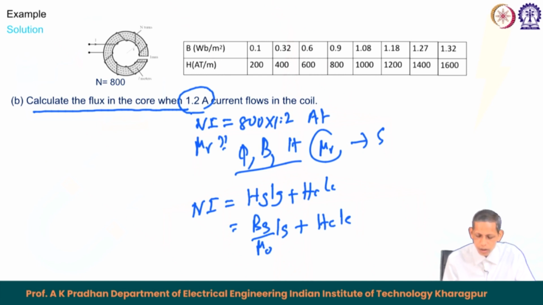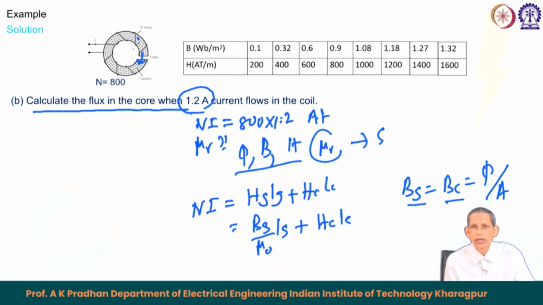But now we see here in this case the B g in the gap equals B c, which equals the same flux phi divided by the area, and fringing is not there. Therefore, the flux density in the gap and flux density in the core are the same, but note that H is not the same in the air gap and the core part. So, we can write these equations as B c upon mu naught into L g, and this equals S c into L c.